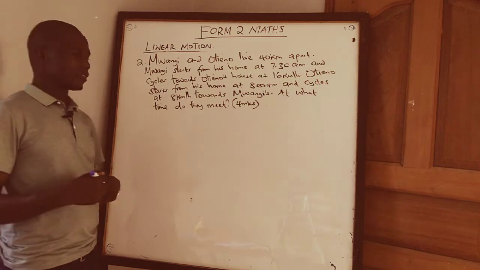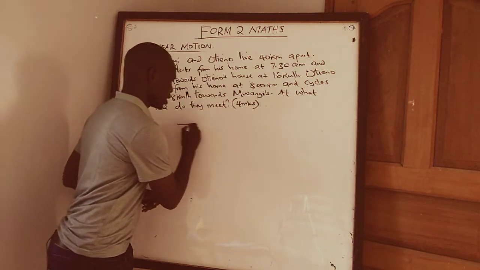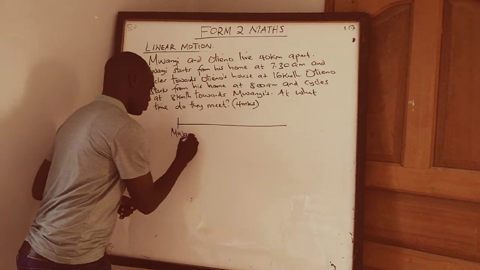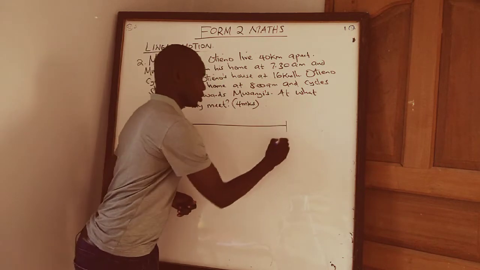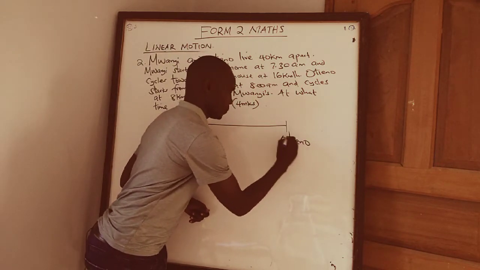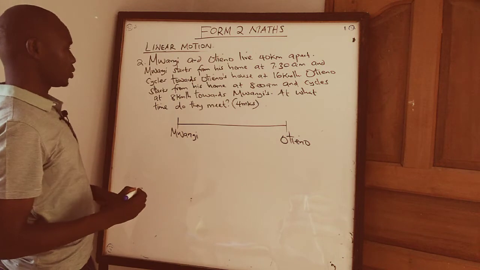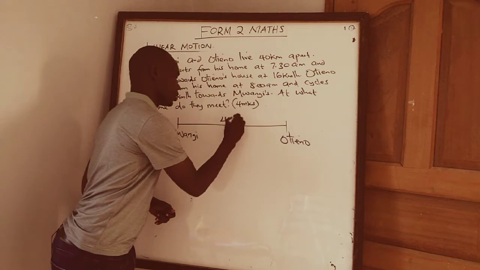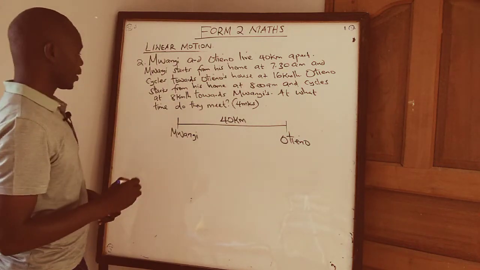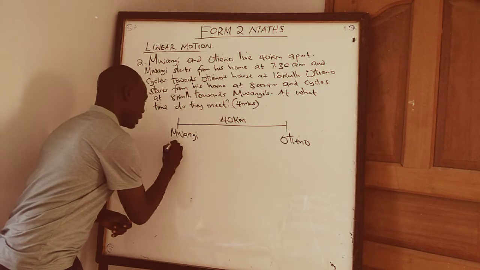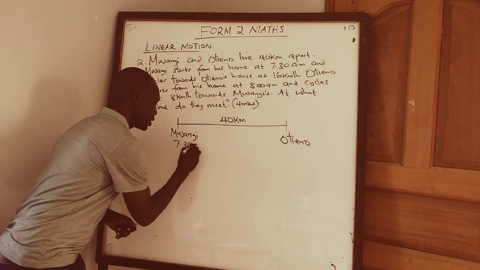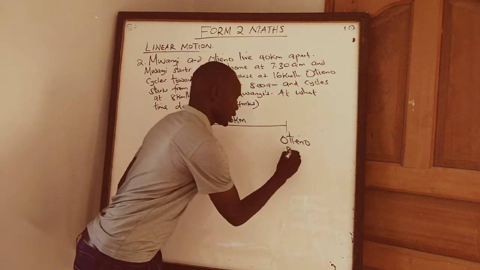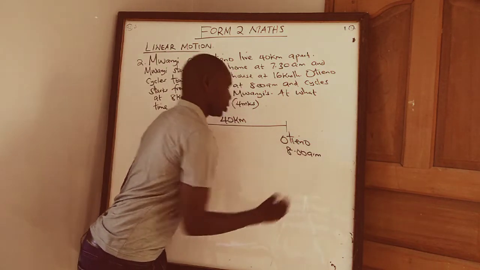This question is very, very simple. Let us do a sketch. This is Mwangi's home here, and this is Otieno here. We have Mwangi and Otieno. Then the two friends live 40 kilometers apart. Mwangi starts from his house at 7:30 a.m. and Otieno starts at exactly 8 o'clock a.m.